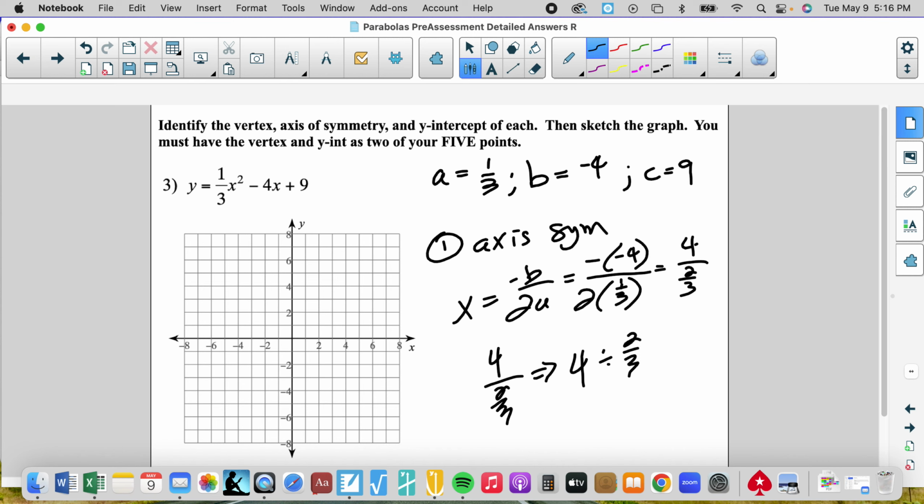Now we don't have division, so we're going to convert that division to multiplication by taking the reciprocal of that fraction, which is 3 over 2. Now this 2 is in the denominator, this 4 is in the numerator. They can cancel, and then we multiply numerator times numerator, and we get 6. So the axis of symmetry is 6. That's a new one. We haven't done that in all of our practice problems.